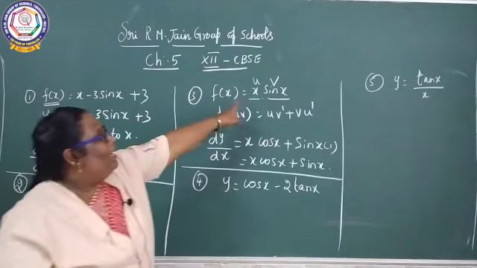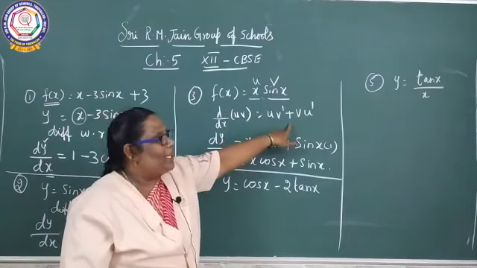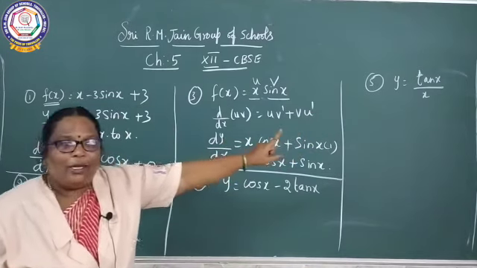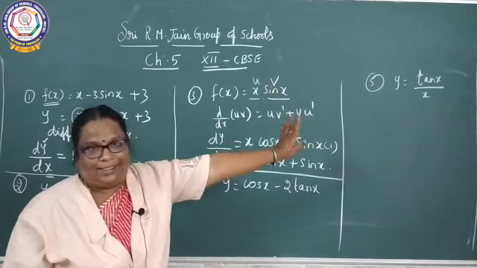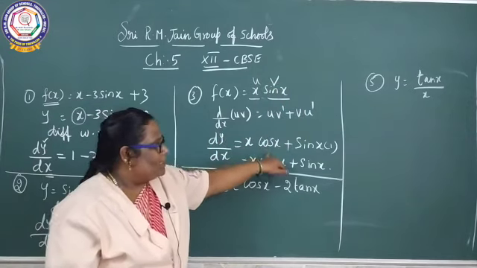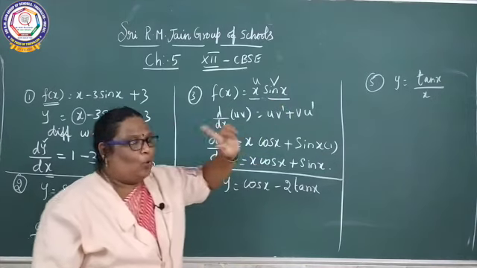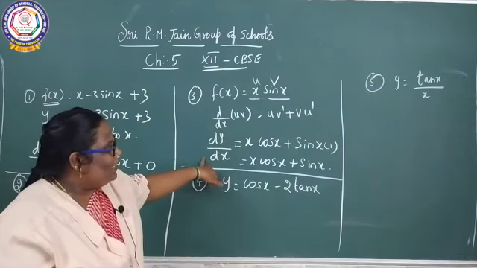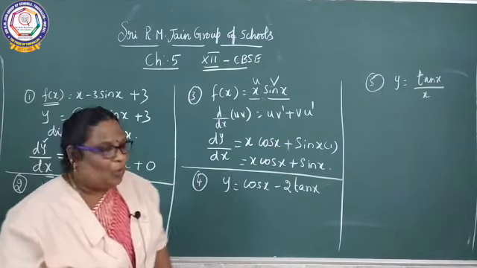See here, it is in a product form. So uv' plus vu'. You keep one term as it is and you differentiate the next term. x cos x plus sin x into what is the differentiation of x? 1. So dy by dx equals x cos x plus sin x into 1.